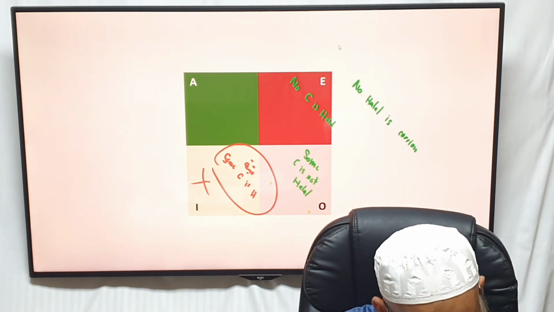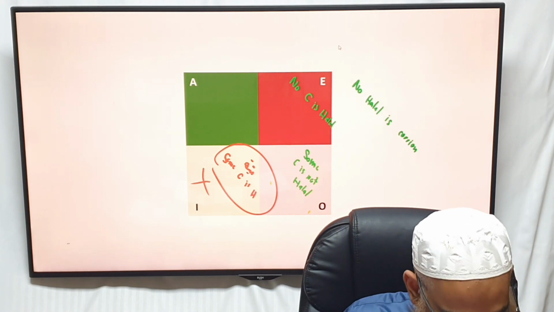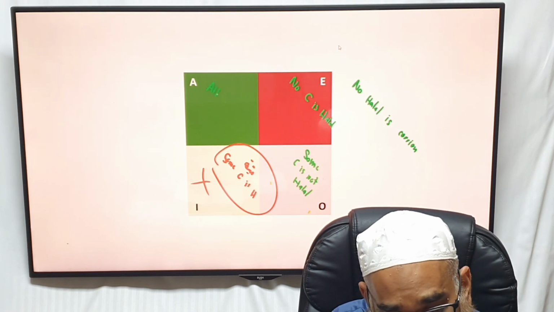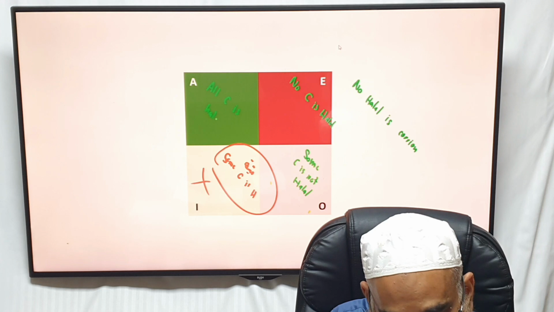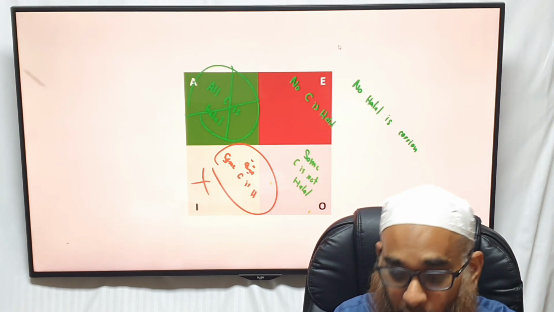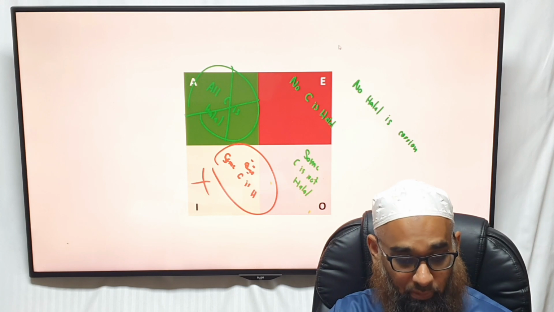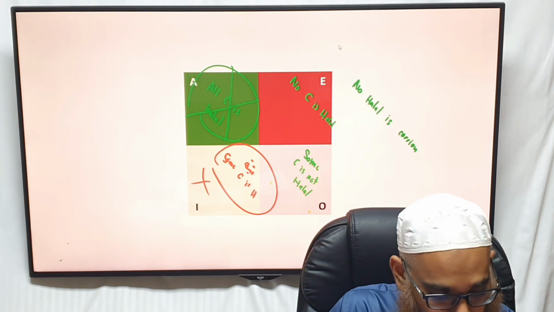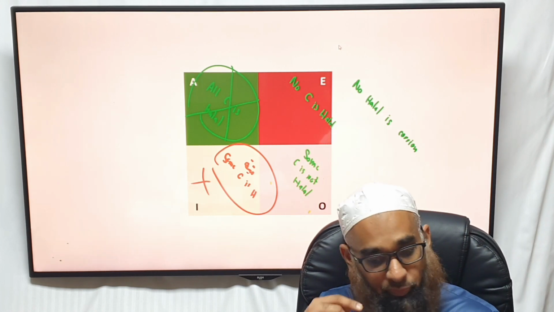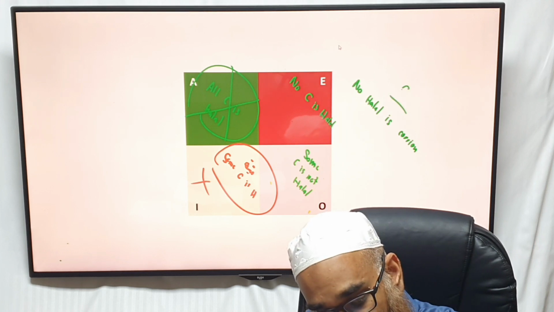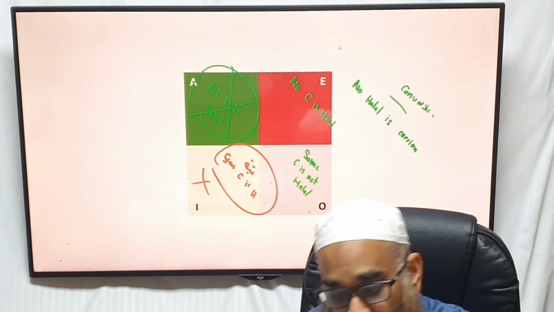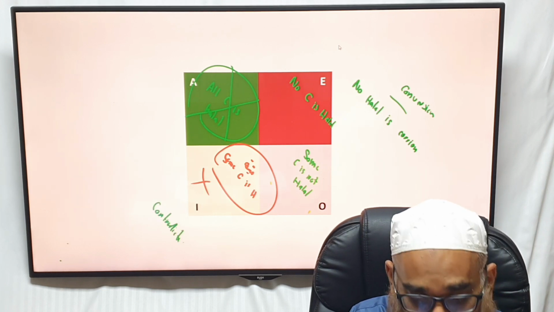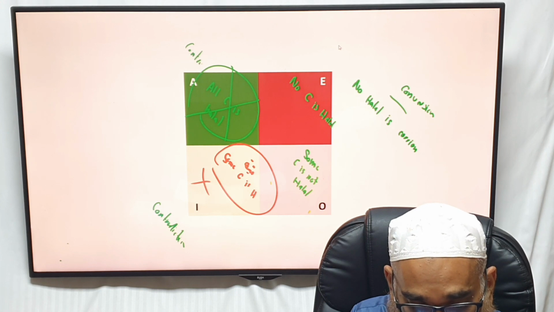What's the A? All carrion is halal. That's going to be false. Why? Because the E is true, and both E and A can't be true. So we've done the conversion, and from there we learn. We've also done the contradiction. From contradiction we learn that this is going to be false. This is the contrary. We learned the contrary.